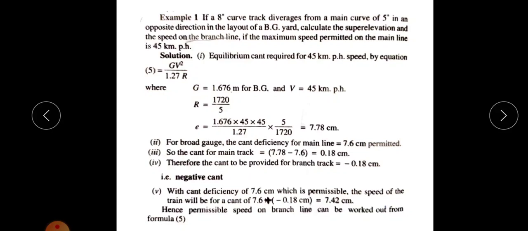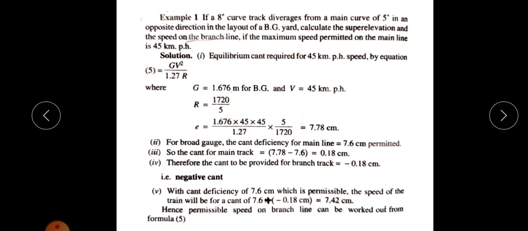So first, in the previous lecture, I have explained the procedures or the steps for calculating the Kant efficiency. The first step is to calculate the equilibrium super elevation based on our equation, that is E is equal to GV square by 127 R. From this equation, we can calculate the equilibrium Kant for the speed of 45 km per hour. It is the speed on the main track. So we can calculate the equilibrium Kant on the main track. That is GV square by 127 R.